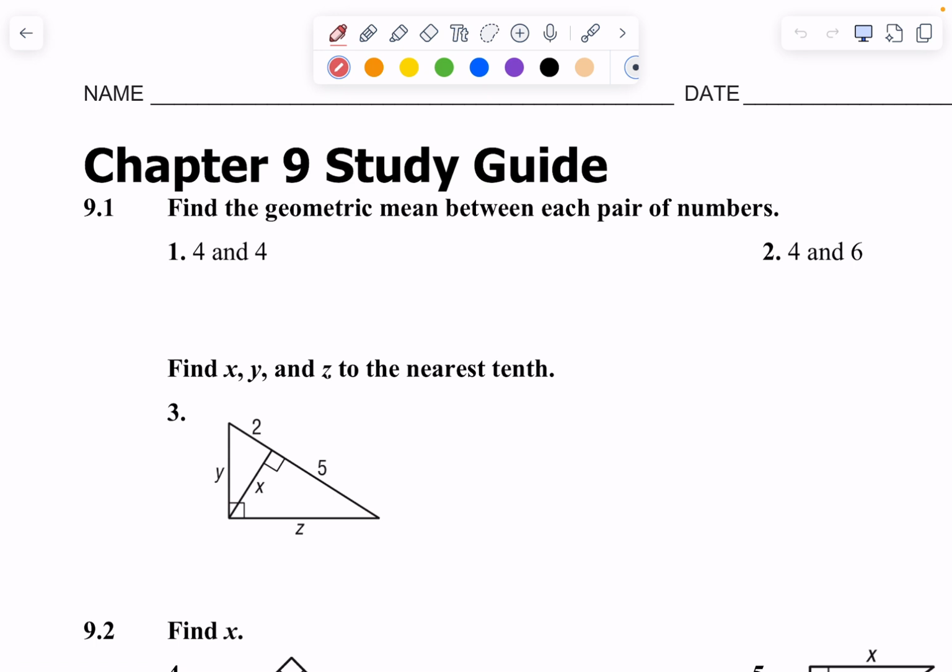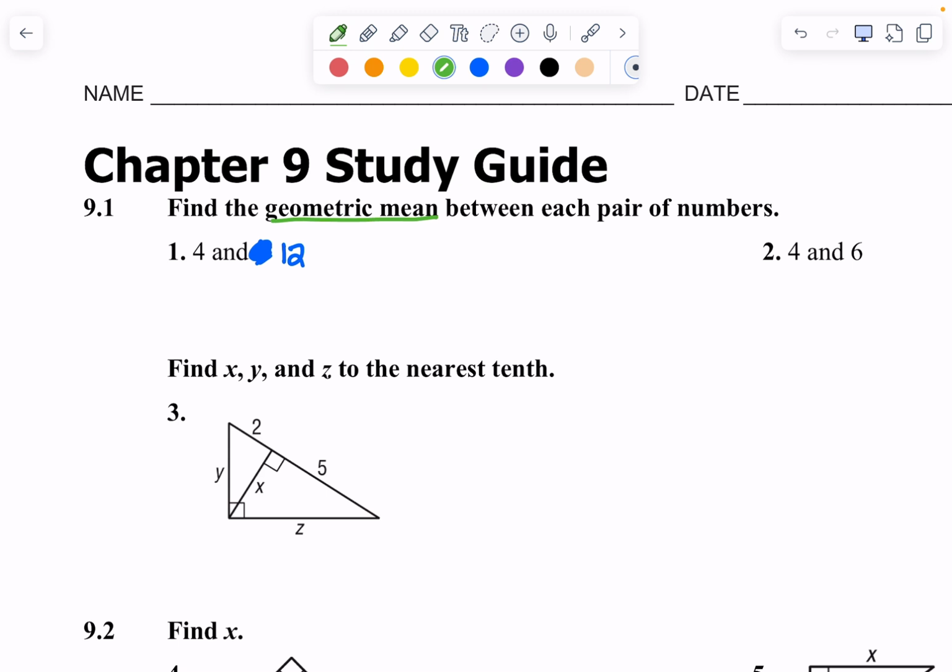We're going to start with 9-1. I'm going to change the number for number 1 because I don't like 4 and 4. It leads you to believe that this is a thing. So let's do 4 and 12. I like it. Good job. 4 and 12, okay? And it says, find the geometric mean.